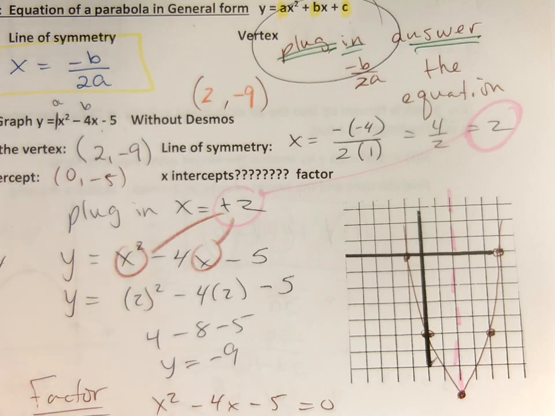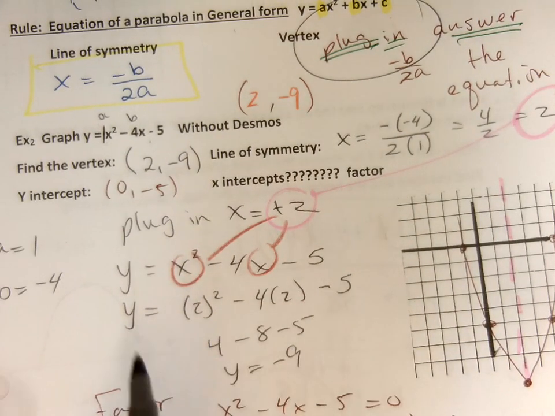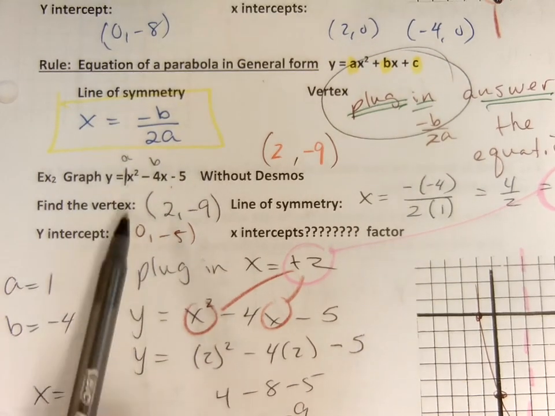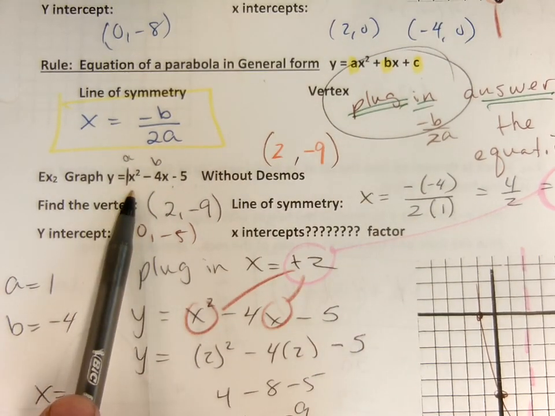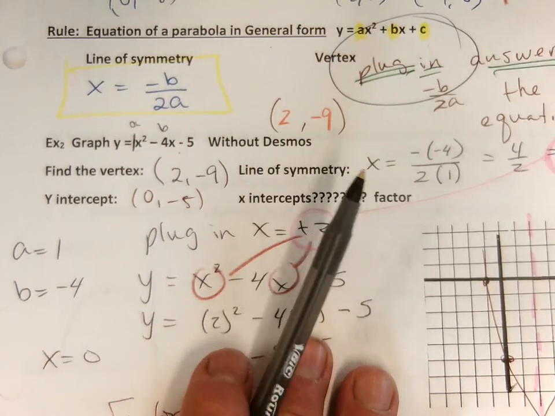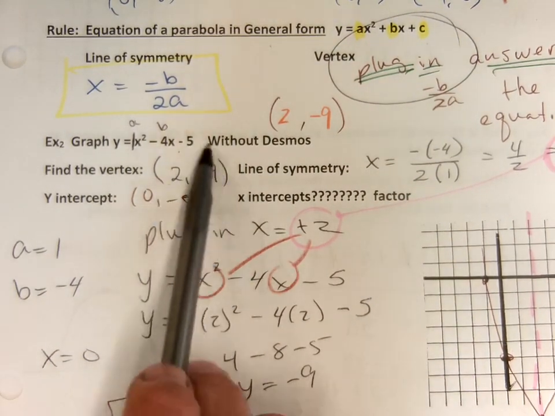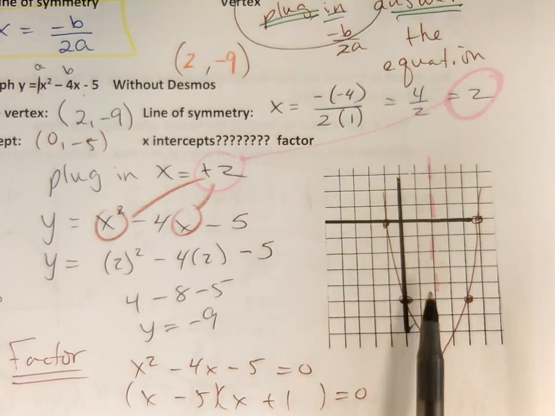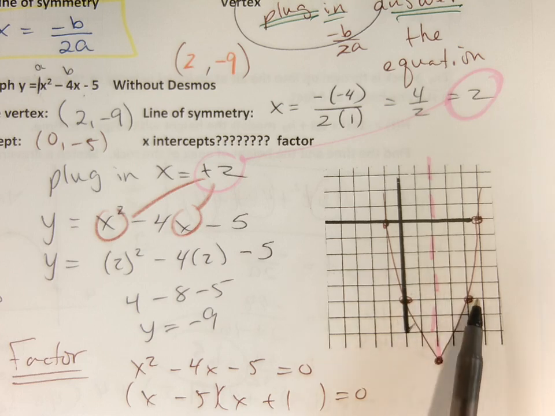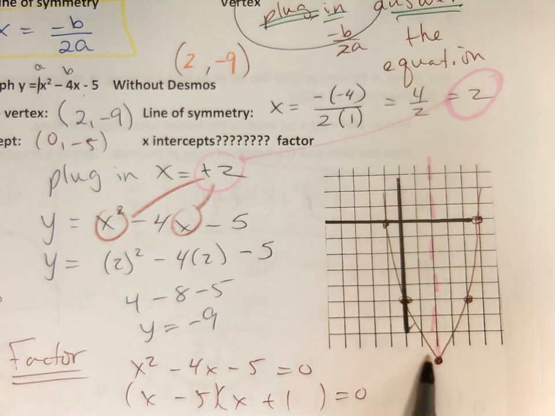The easy point to get is the y-intercept, and the y-intercept is when x is 0. So I put 0 in here, I get 0. Put 0 in here, I get 0. And so I'll get -5. So what we find out is that the y-intercept is just going to be the c value. So I plug that in, 0 and -5. Then I also have another point because of the symmetry, and I can graph it in.